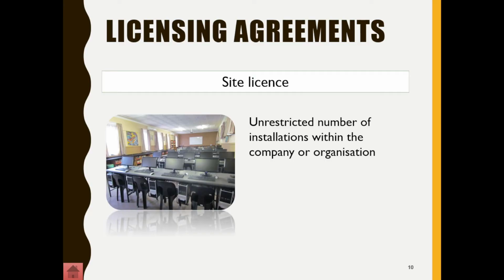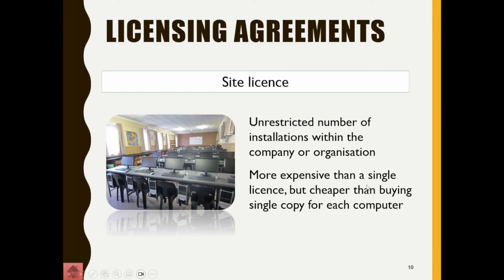So when you buy a site license, you are purchasing one license, which is going to be more expensive than a single license, but it's cheaper than buying individual copies of the software for each PC. So you buy one copy and you can install it on as many PCs as you want on that site. In other words, on that location. So within that school or within that organization. And that's the difference between a single user license and site license, also referred to as volume licensing.